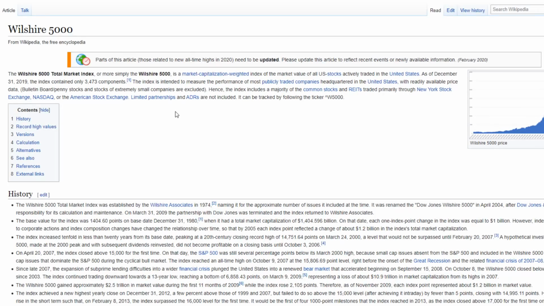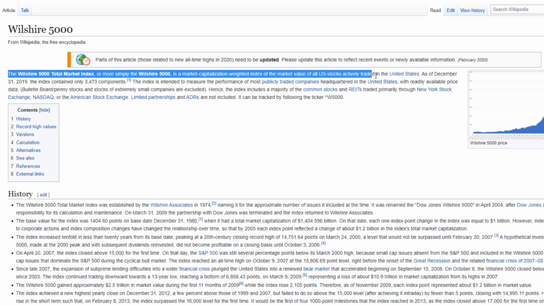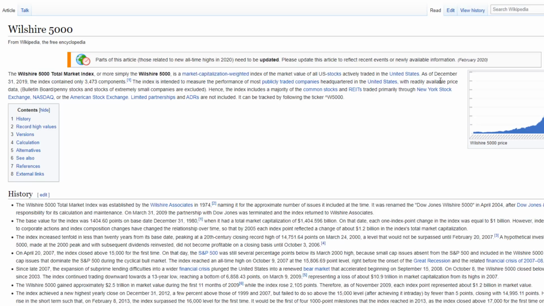So just quickly with the Wilshire index. The Wilshire 5000 total market index, or more simply Wilshire 5000, is the market capitalization weighted index of the market value of all US stocks actively traded in the United States. As of December 31st, 2019, the index contained only 3,473 components. So it's very important to understand what it is, because then it gives you an idea of how to contextually apply it to the markets.